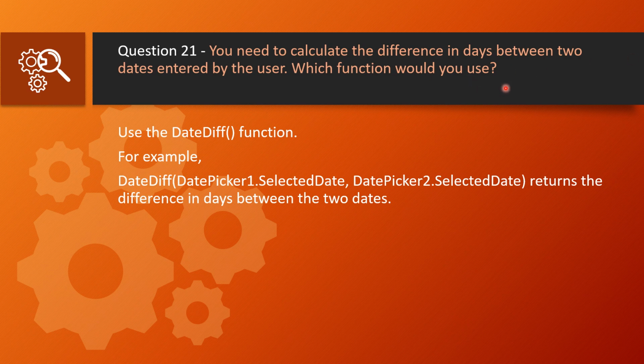You need to calculate the difference in dates between two dates entered by the user. Which function would you use? For the difference of dates, you need to use the DateDiff function. How will you pass the parameters? DateDiff, then DatePicker.SelectedDate as the first date and DatePicker.SelectedDate as the second date. It will return the difference between the two dates.